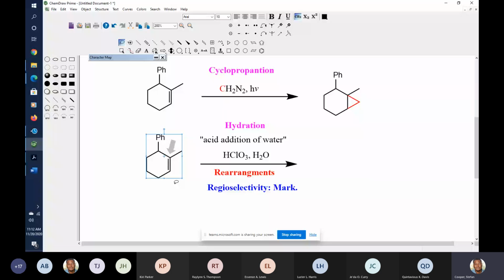Okay, good. So I'm going to do an addition of water here. Technically, I should have an OH and an H added to the ring. But in this case, there's a rearrangement. What happens is that I go from something that's tertiary to something that's benzylic tertiary if I do a hydride shift. So my product is going to be this.